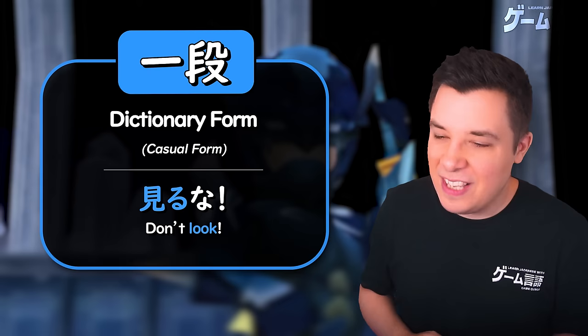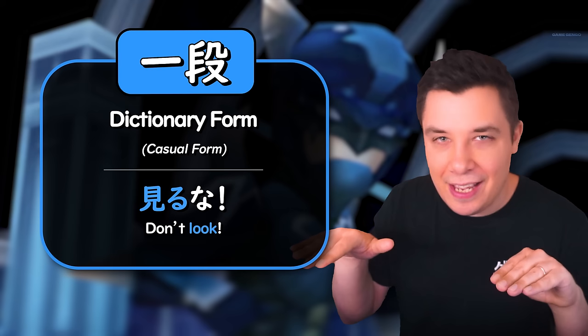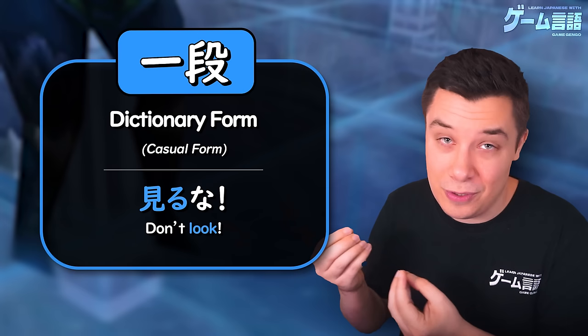And this dictionary form is just the standard baseline form of all verbs. When you look up a verb in the dictionary, this is the form you see it in. So here we can see it used in a sentence, don't look, 見るな.